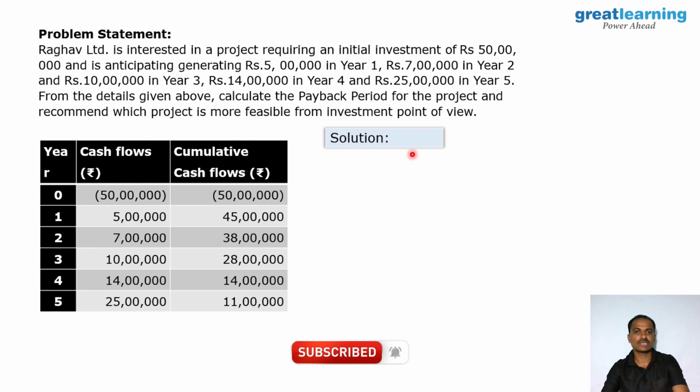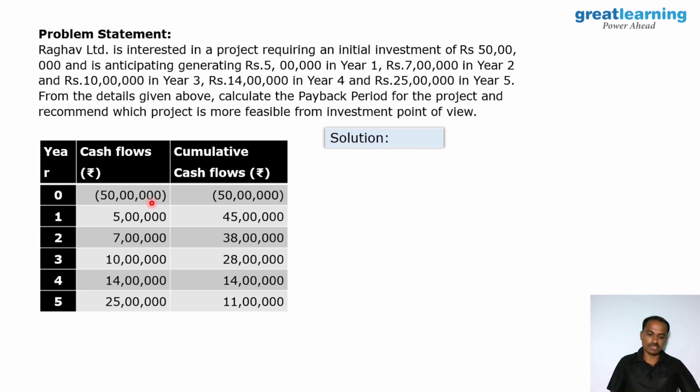So when we need to calculate the payback period, we first need to list the cash flows received for the business. This is for 5 years. For 5 years, the business is going to generate the cash flow. So year 0, 1, 2, 3, 4, 5. Why 0? This is the starting of the business. So that is why the 50 lakhs is minus, in brackets, because this is the initial investment.